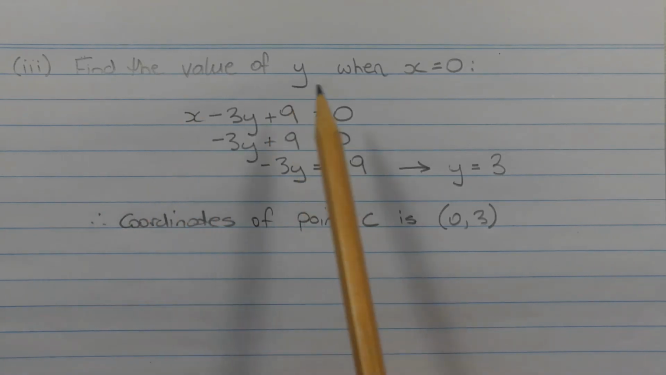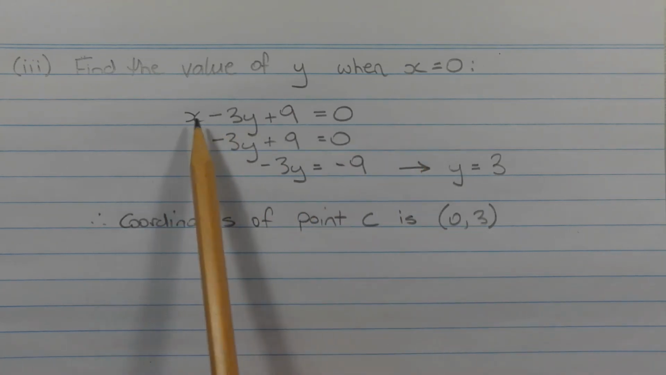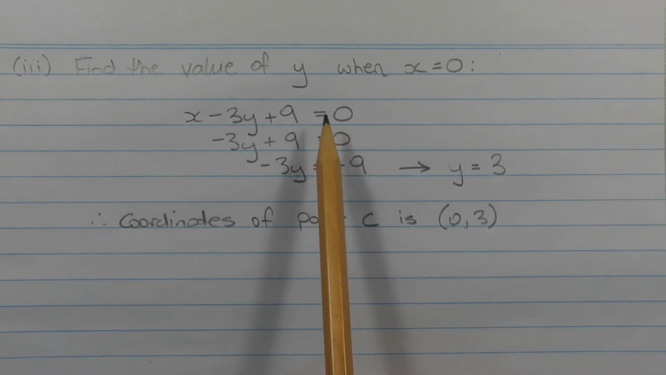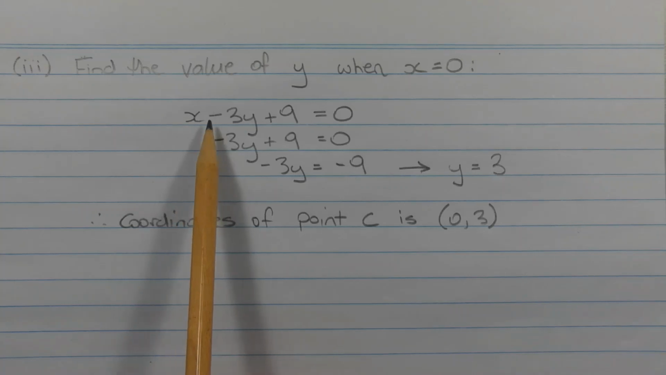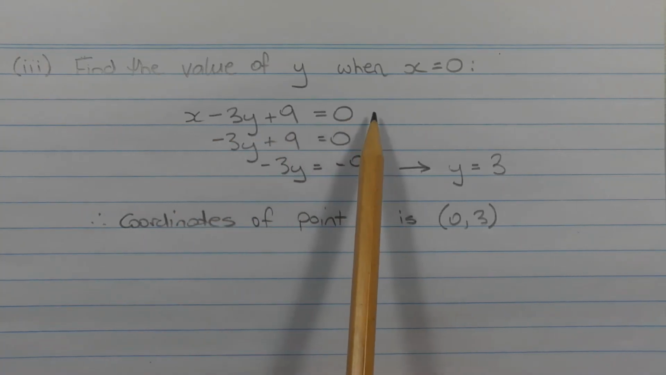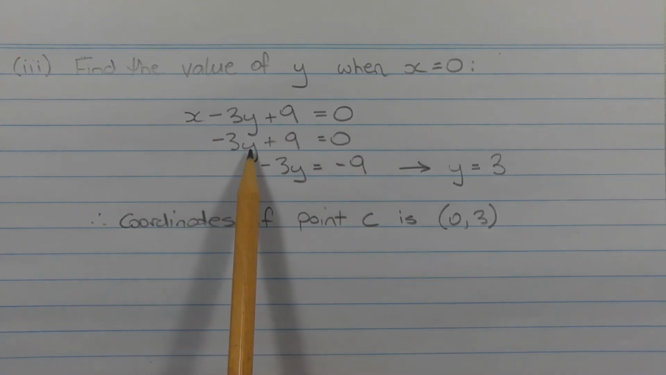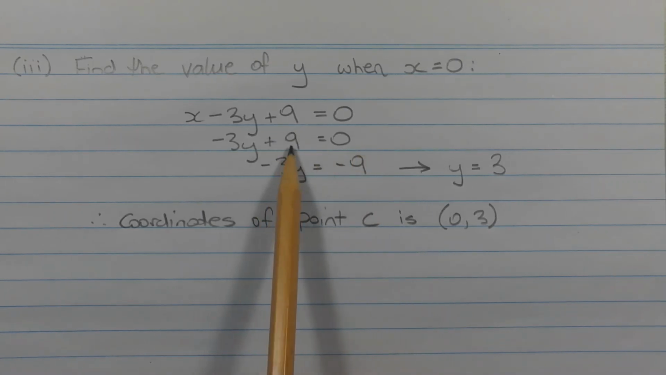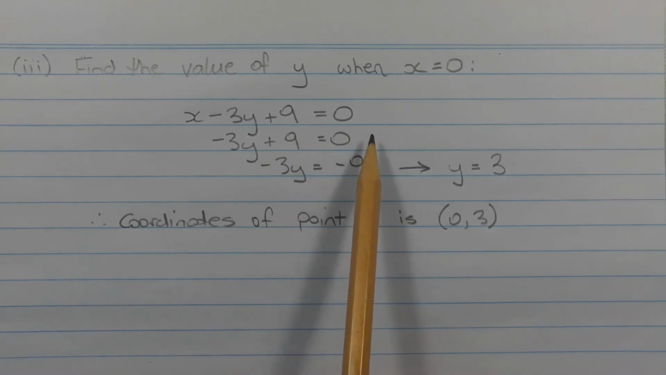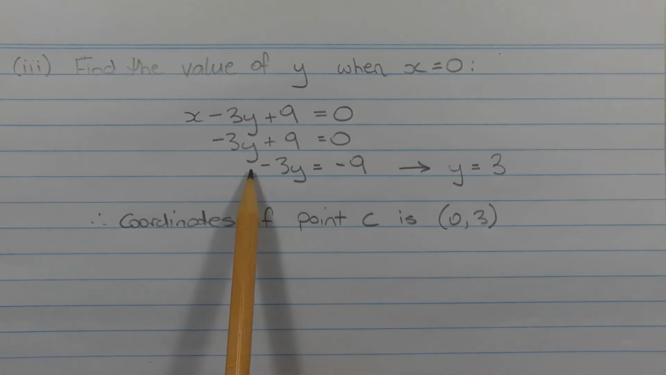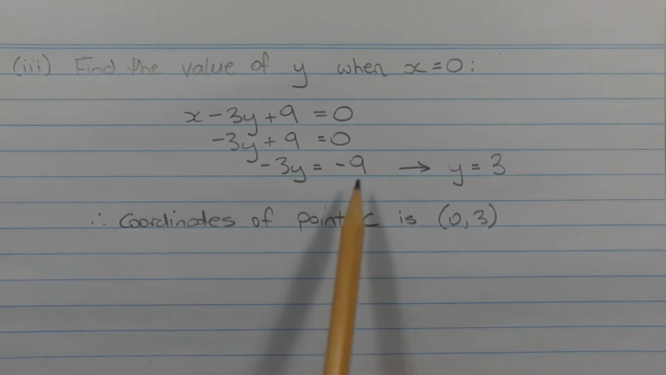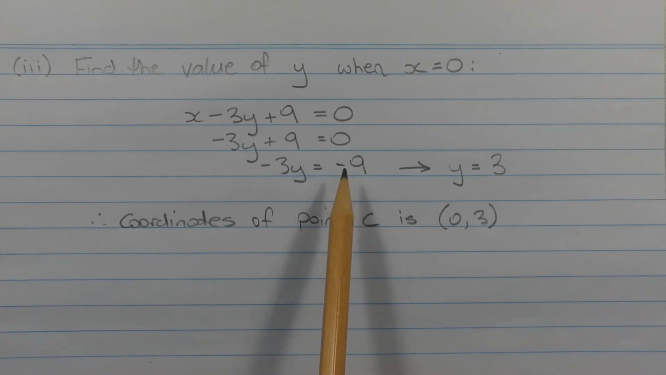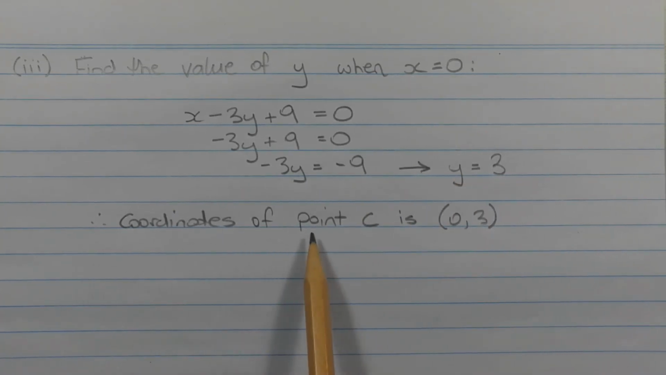So substituting 0 for x in the equation for the perpendicular bisector that we found in part 2, x minus 3y plus 9 equals 0, we get negative 3y plus 9 equals 0. Moving the positive 9 over to the other side to make it negative 9, the equation becomes negative 3y is equal to negative 9. Dividing both sides by negative 3, we get y equals 3. Therefore, the coordinates of point C is (0, 3).